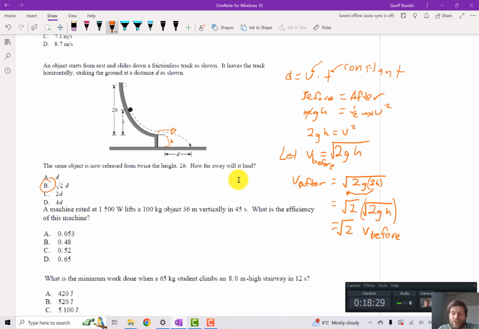Hopefully that makes sense. This is the first time you're running into it. It'll get easier with practice when we see it in future units.